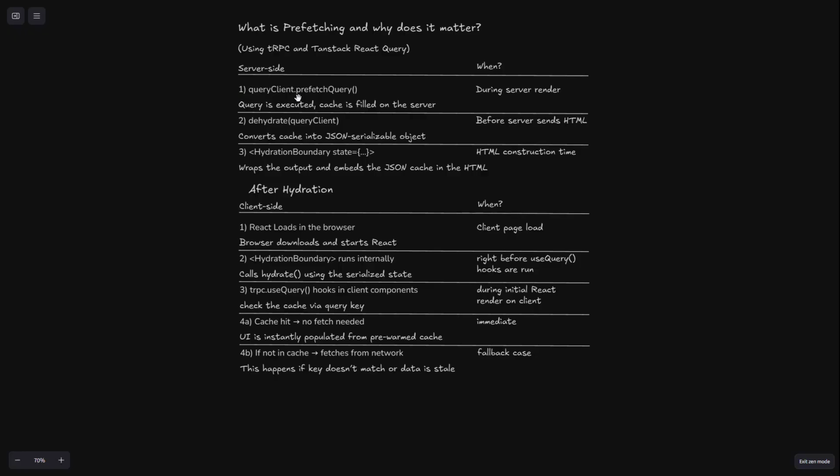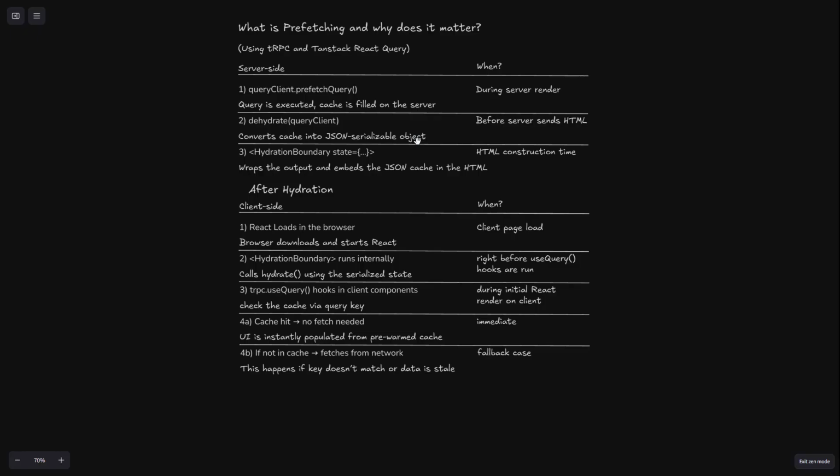First, we call query client prefetch query. This runs the query ahead of time during the server render phase and stores the result in Tanstack React Query's cache. Next, we call dehydrate query client. This takes all of our cached data and converts it into a plain JSON object. This is important because we can't send JavaScript functions over the wire. We can only send data.